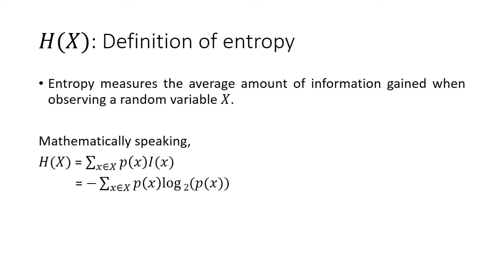Entropy is the measure of average amount of information that you gain when you observe a random variable x. So next time somebody tells you that this is the expression of entropy without giving you any intuition behind it, you already know why entropy is defined the way it is defined. There is a reason for it, because it is the expected value of the information conveyed by a random variable x.